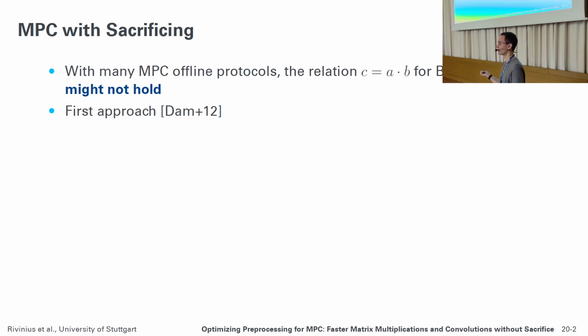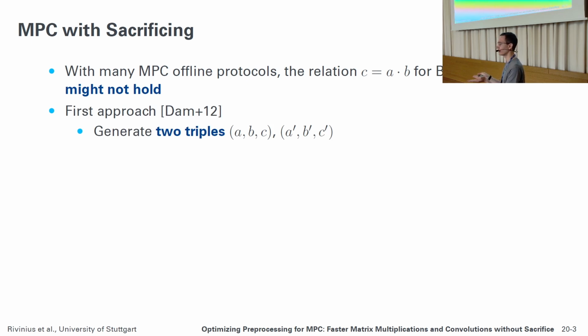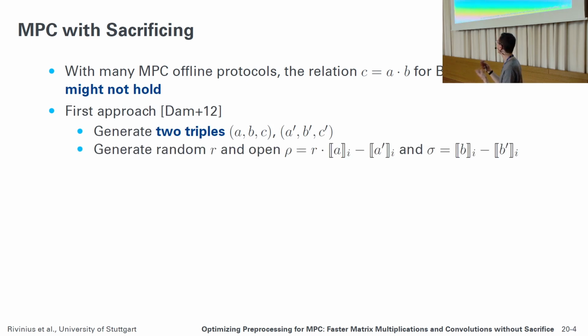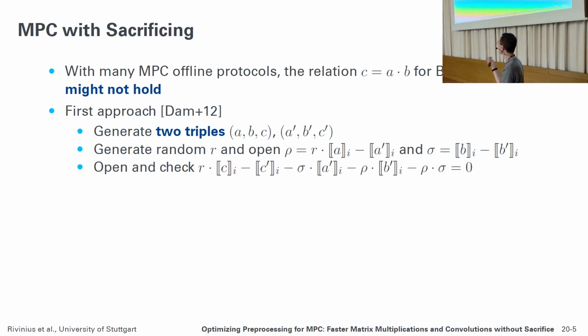So in the original SPDZ protocol, you just generate two triples that are completely independent. Then you do the sacrificing step where you partially open one of the triples using some randomness, and then you do a check that this is 0. And if this is 0, you can use the first triple and you have to throw away the second triple. So that's just for checking that the relation holds.